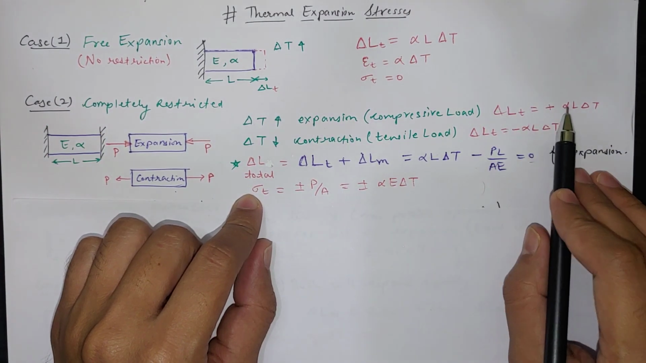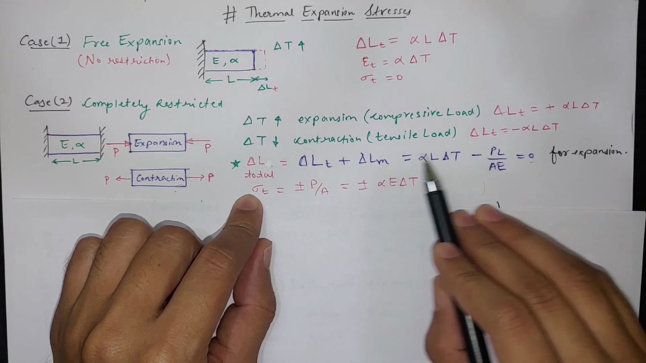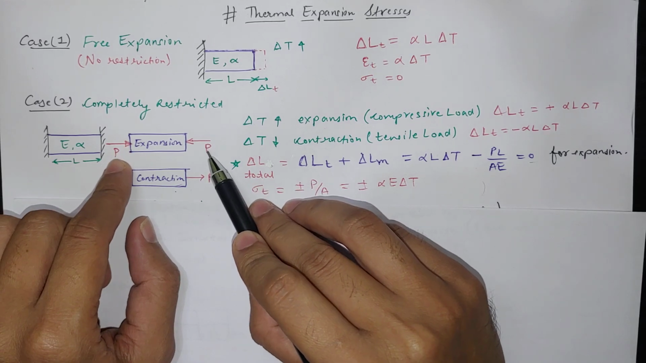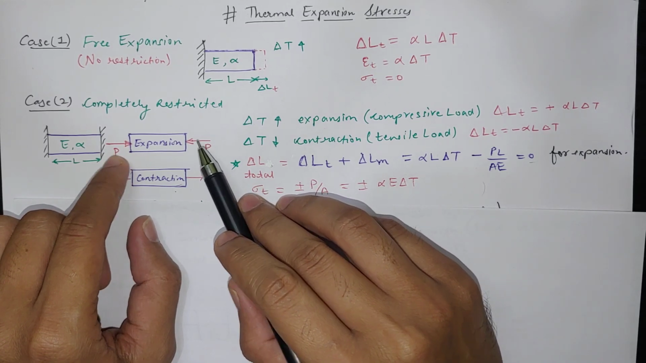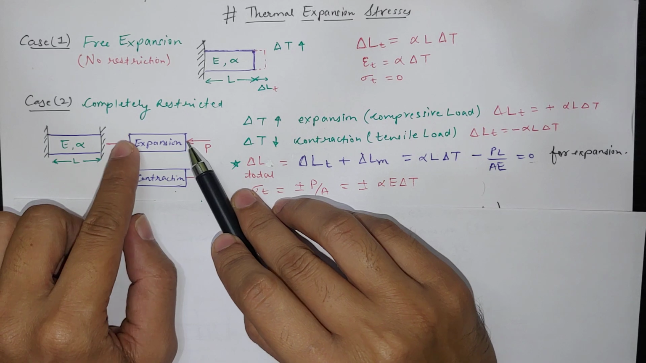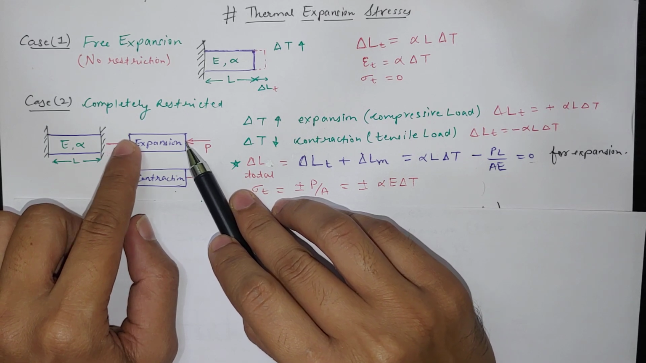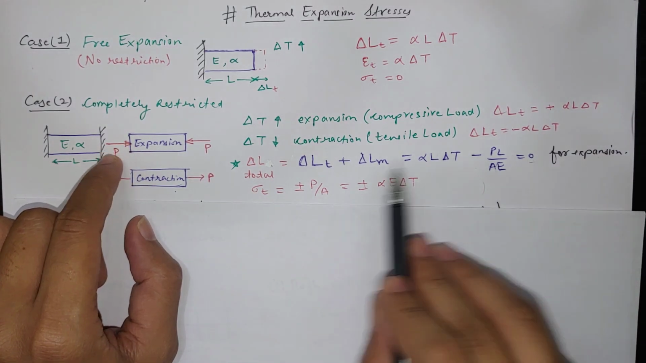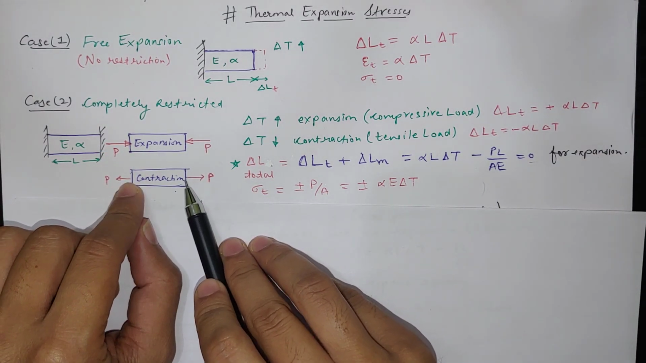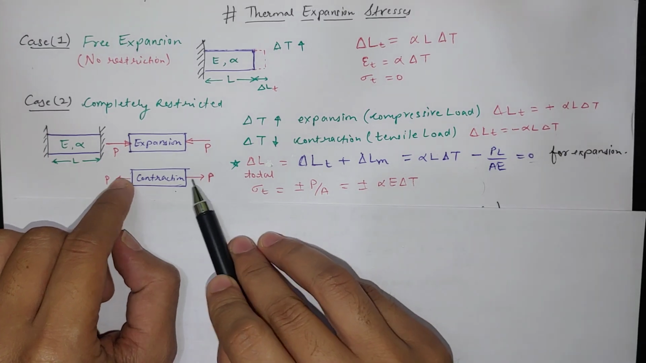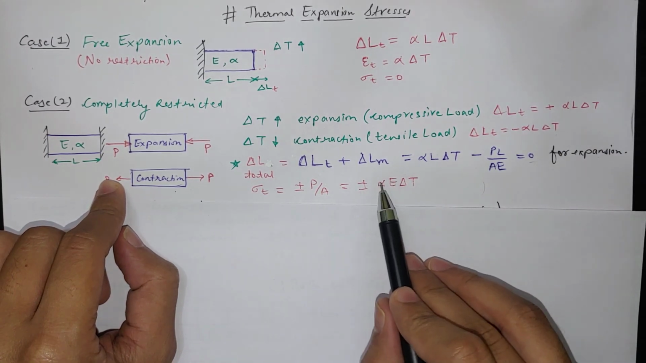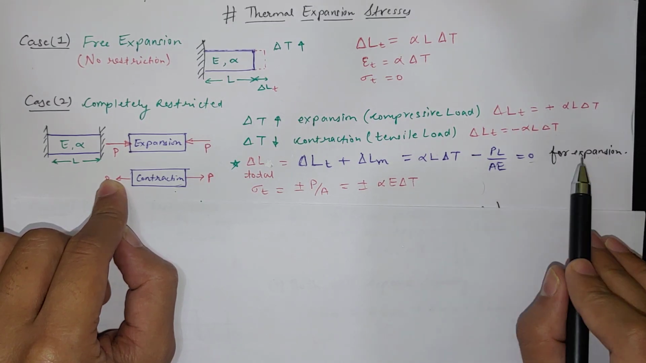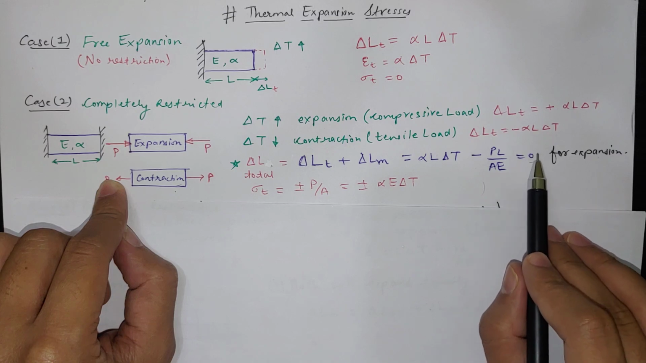So delta L thermal, which is alpha L delta T, plus mechanical, which is PL by AE. In the expansion case, PL by AE is negative because there is a compressive load. Due to this P, there will be a change in length again. Due to thermal strain, it is expanding. Due to external load P, it is contracting. So overall, it is 0. In contraction, thermal is negative, but due to the tensile load, PL by AE will be positive. So at the end it will be 0 only.